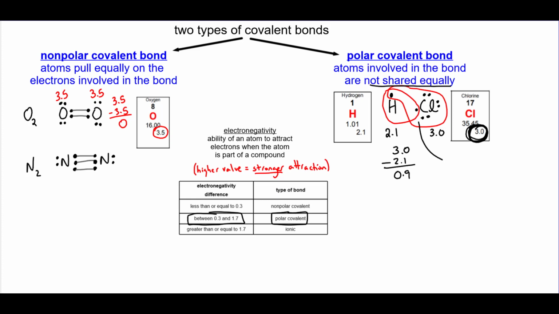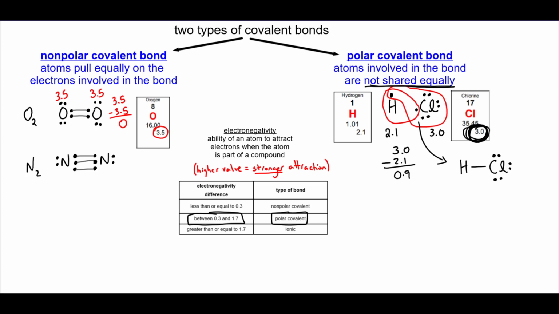Now, let me draw out a different picture. I'm going to pull it right down here. And so we're going to draw hydrogen. We're going to draw the shared bond of those two electrons, and I'm going to put those same unshared electrons back around chlorine. Now, what I'm saying here is those electrons are not shared equally, and they're going towards the element with a higher electronegativity.